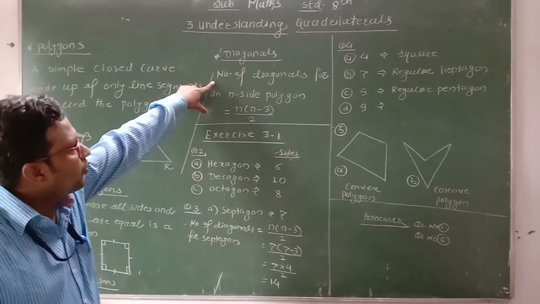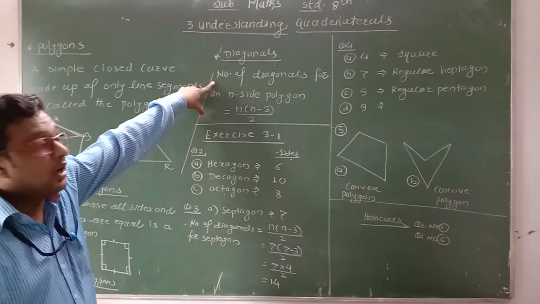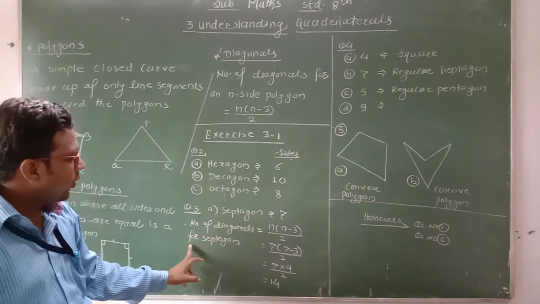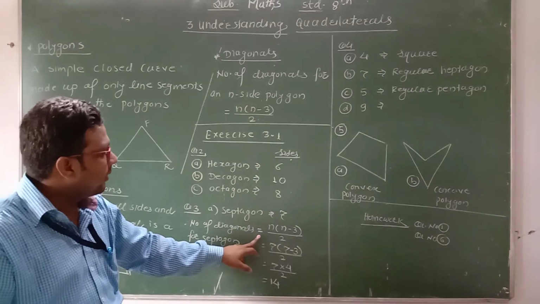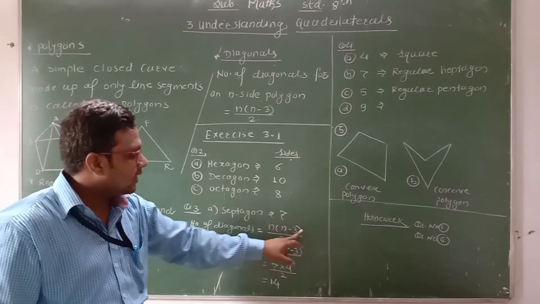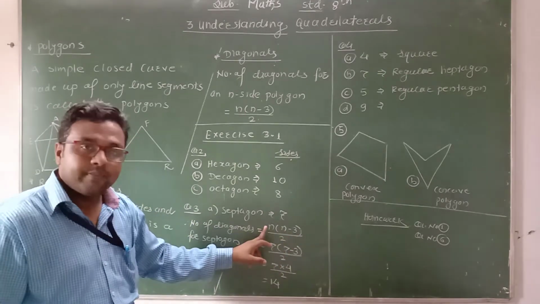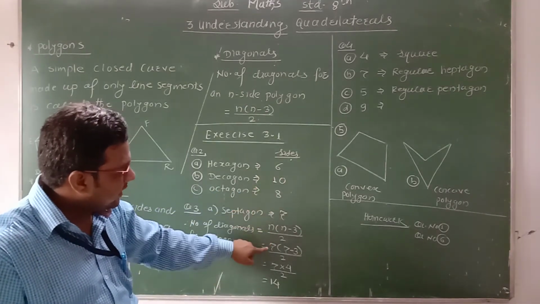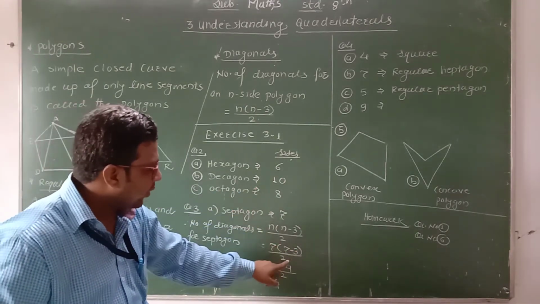This is the formula to find out the number of diagonals for the polygon of n sides. Therefore, the number of diagonals for the septagon is given by n(n minus 3) upon 2. What is n? The number of sides for the given polygon. n is equal to 7. Here we put 7(7 minus 3) upon 2.